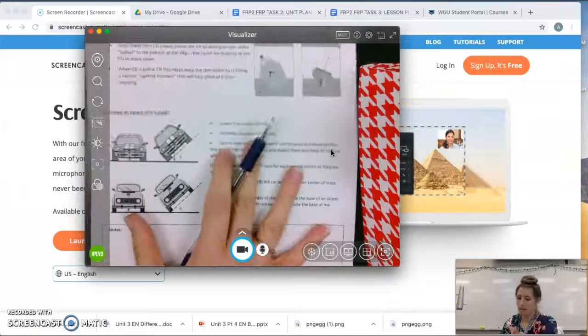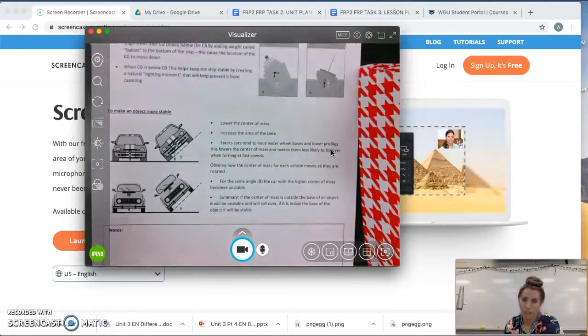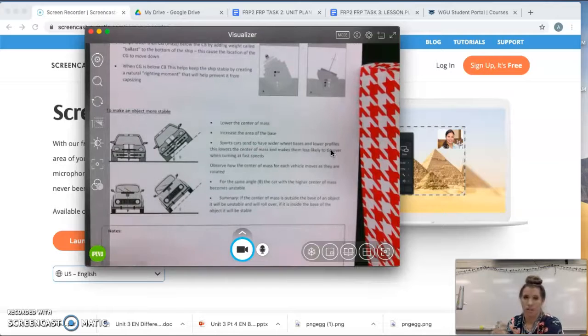Okay. So that's the idea behind moment of inertia, center of mass, and stability.